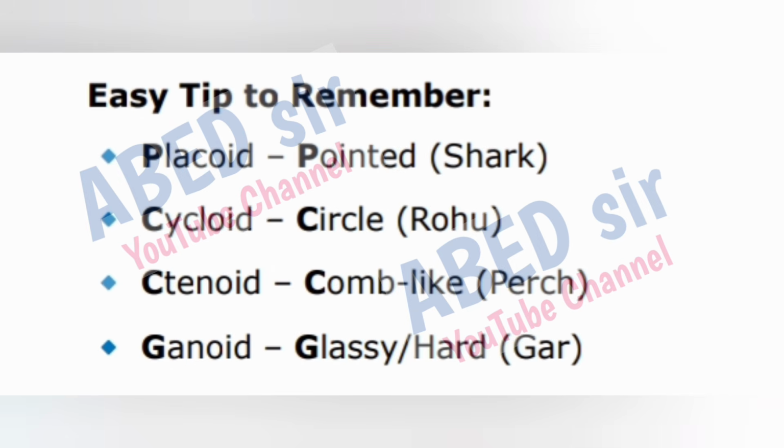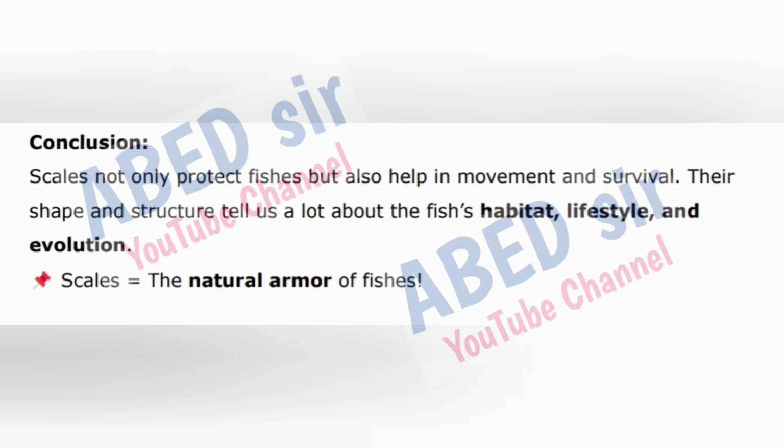Easy tip to remember. Placoid, pointed, shark. Cycloid, circle, rohu. Ctenoid, comb-like, perch. Ganoid, glassy hard, gar. Conclusion. Scales not only protect fishes, but also help in movement and survival. Their shape and structure tell us a lot about the fish's habitat, lifestyle, and evolution. Scales are the natural armor of fishes.